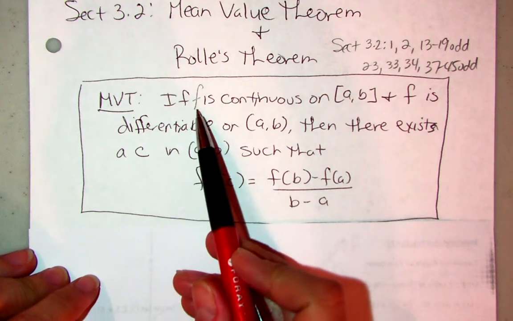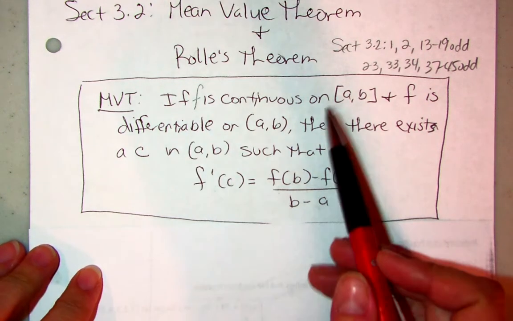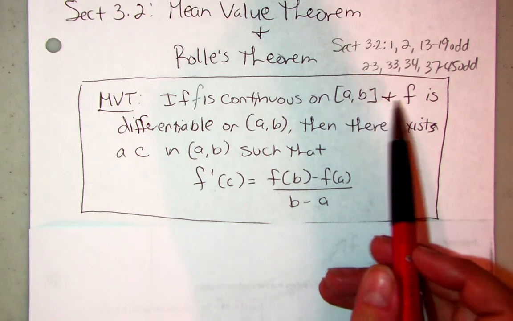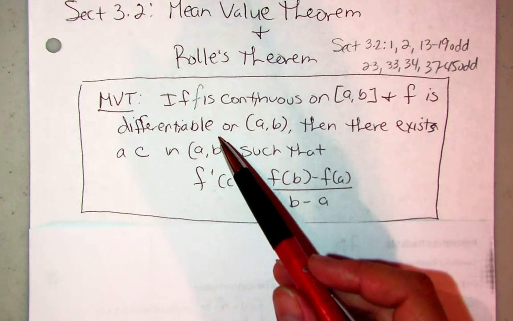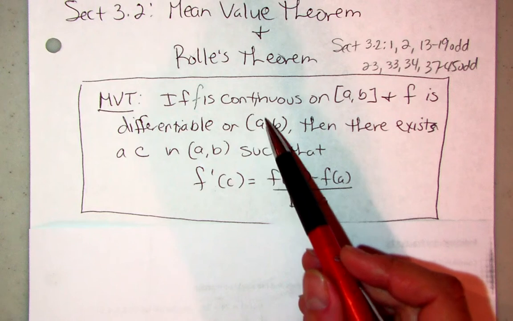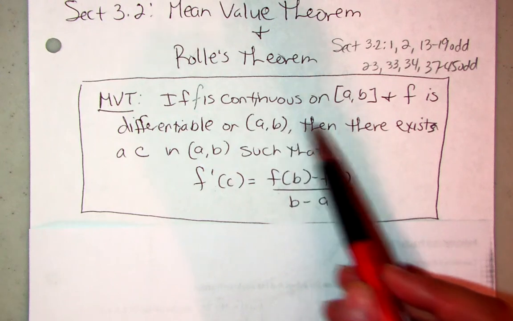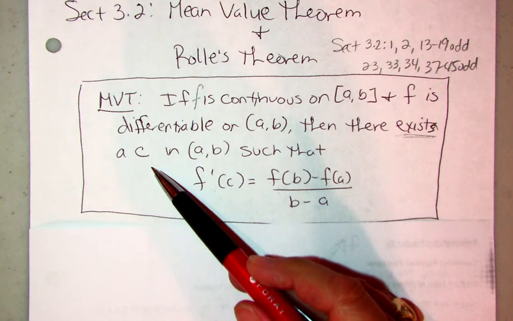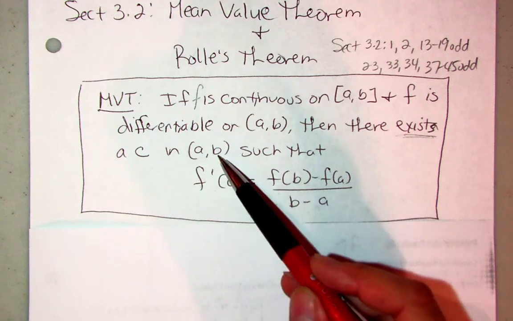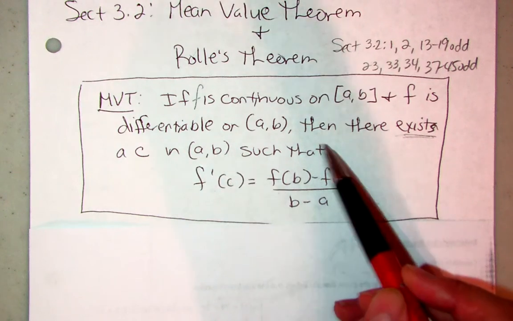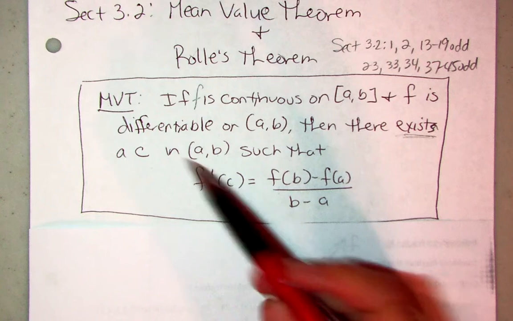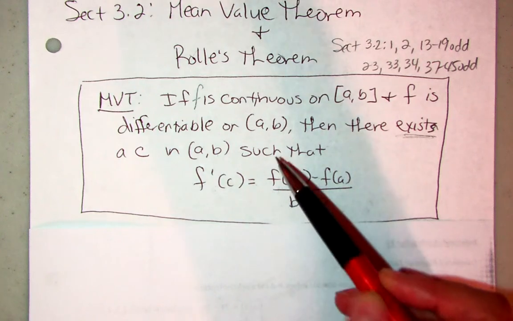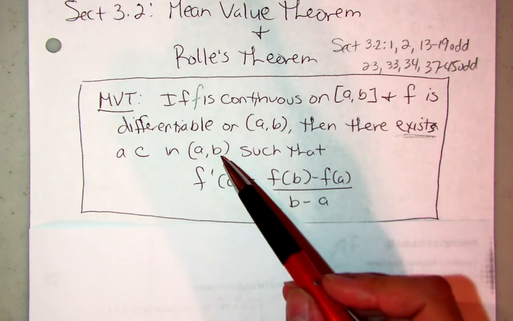If the function f is continuous on a closed interval from a to b, and if f is differentiable, or you can take the derivative, on the open interval from a to b, then there exists a c in this open interval from a to b such that the first derivative at c is equal to the slope between points a and b.